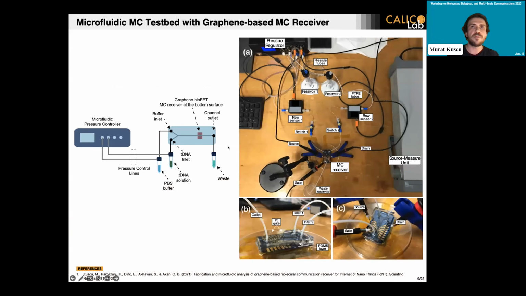So this is the diagram and the picture of our testbed. We use a commercially available microfluidic pressure controller as the transmitter and a microfluidic chip that contains both the molecular communication channel and the receiver at the bottom, which is a field effect transistor-based biosensor, actually a DNA sensor. So we use DNA molecules as the information molecules in this case.